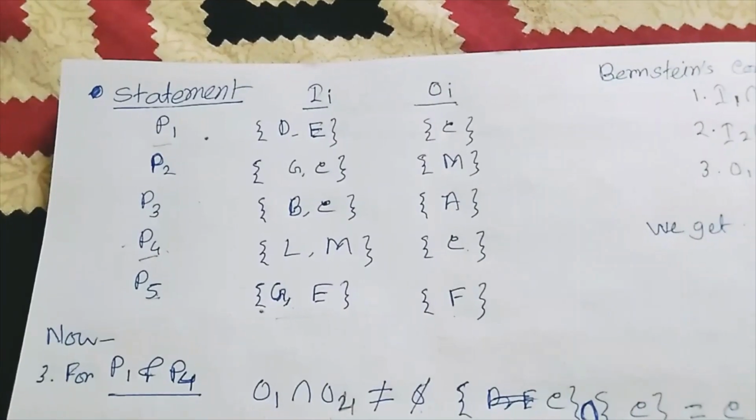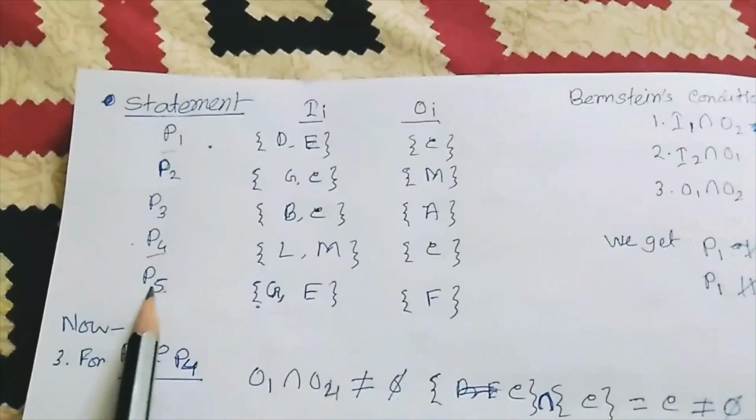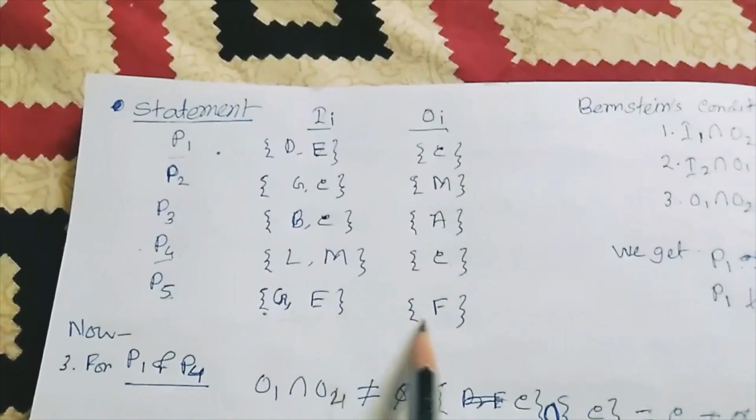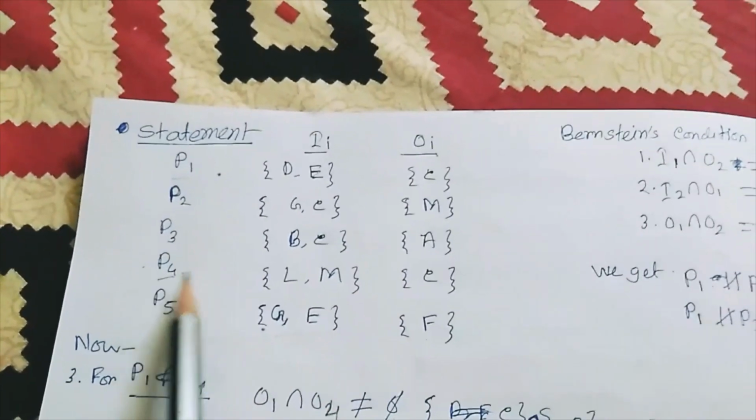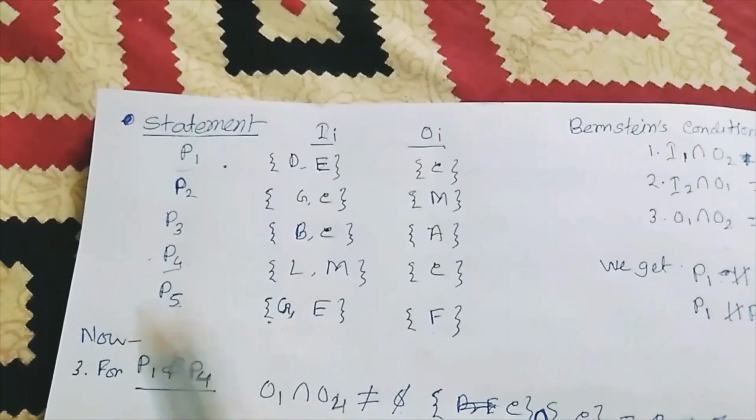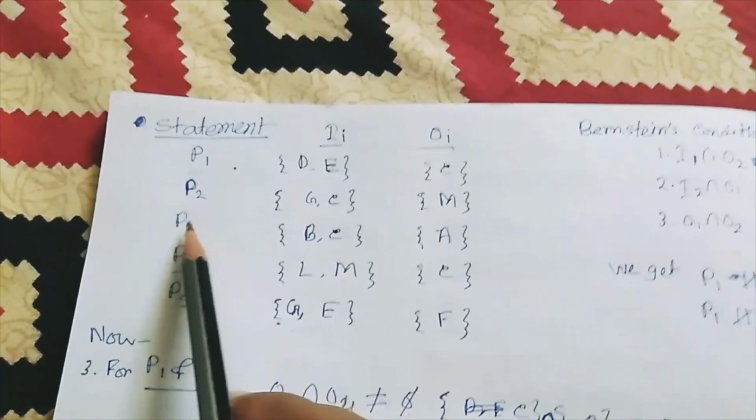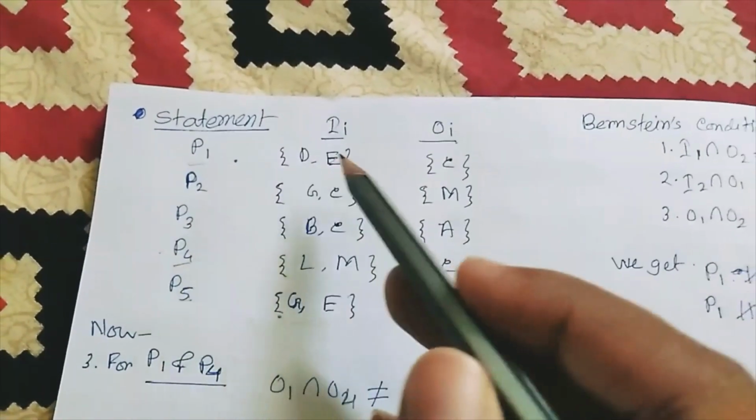We can see here that in all the cases, the input and output set elements of P5 are different from all the elements of P1, P2, P3 and P4. When you check P1 with P5, P2 with P5, P3 with P5 and P4 with P5, they are all parallel with P5.